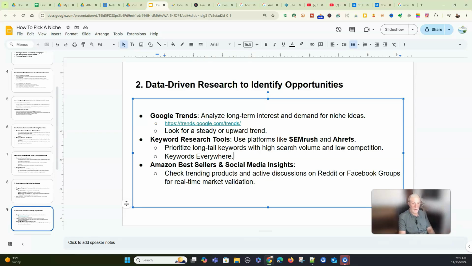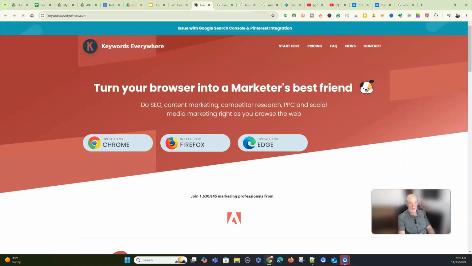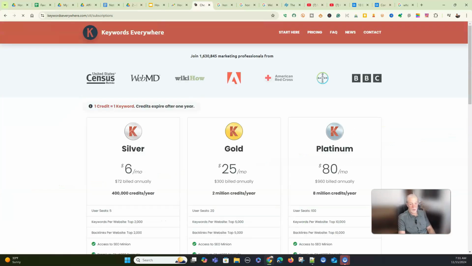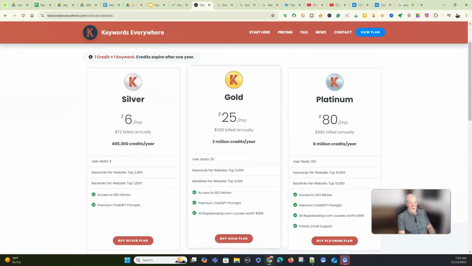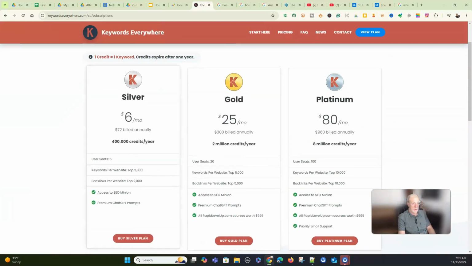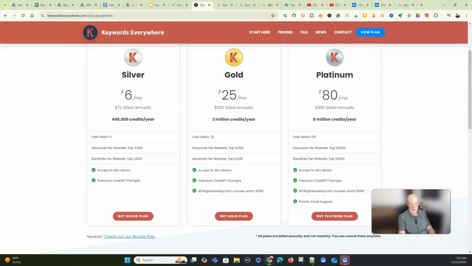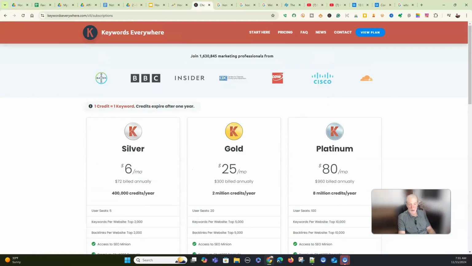But we can use Keywords Everywhere, and if you're not familiar with it, it's a plugin that you can get for your browser. They have it for Chrome. They have it for Microsoft Edge, and so you just download it, and then you buy a subscription. You can do the $6 a month or $72 billed annually, and it gives you a certain number of credits to use. I use this. I have 100,000 credits on a bronze package, and I'm not seeing that here.